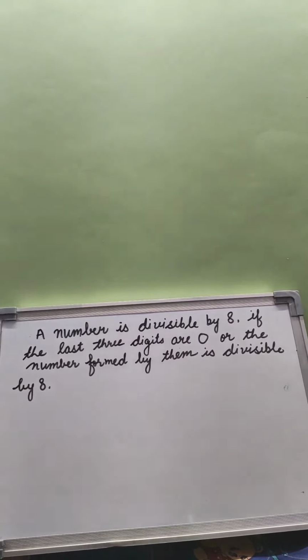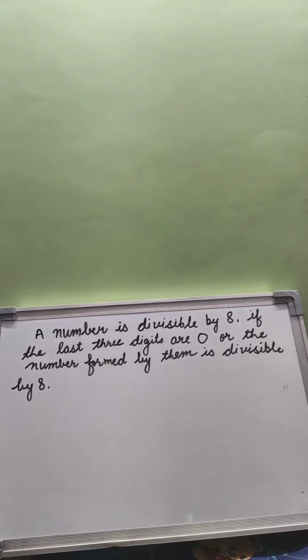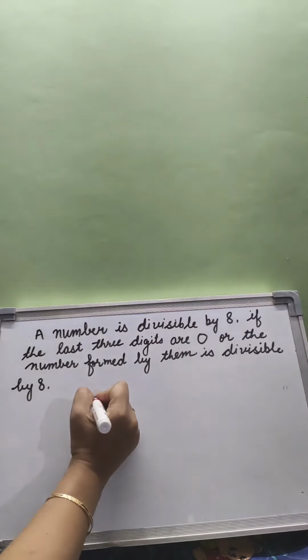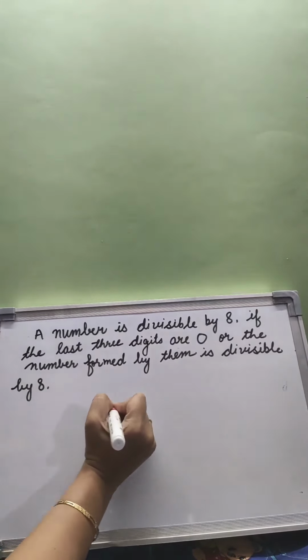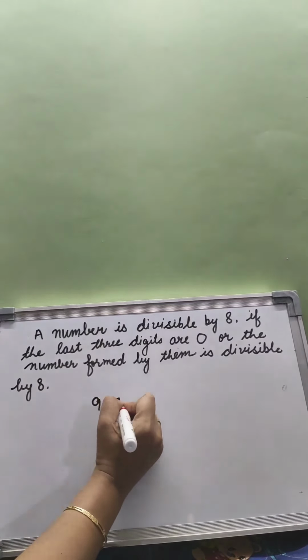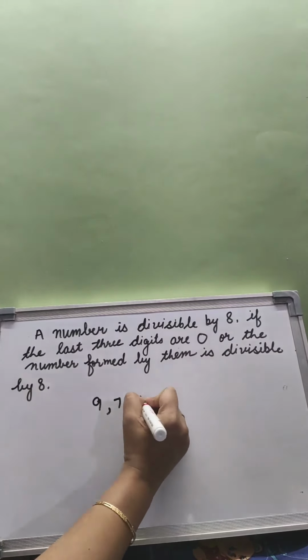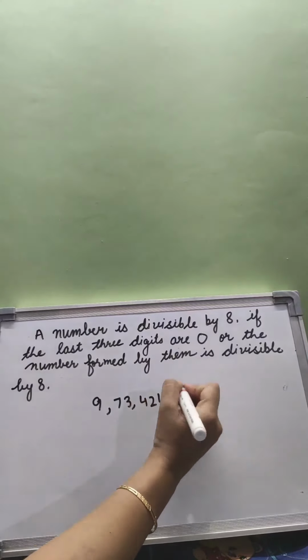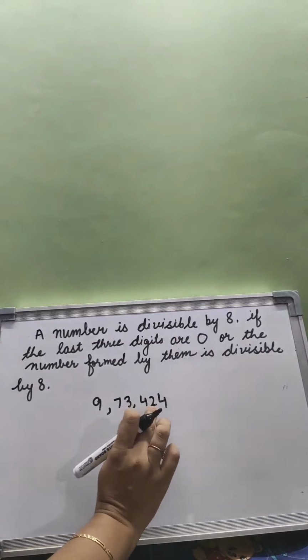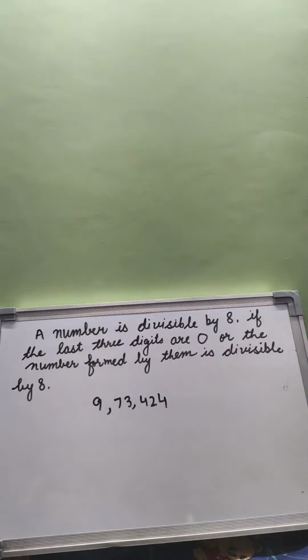A number is divisible by 8 if the last 3 digits are 0 or the number formed by them is divisible by 8. Let's take an example. I will take a bigger number. 9,73,424. So this you know, either 0. If the last 3 digits are 0, that means it is divisible by 8.